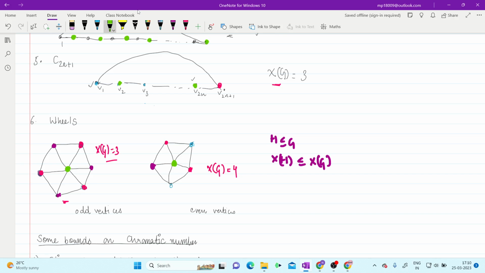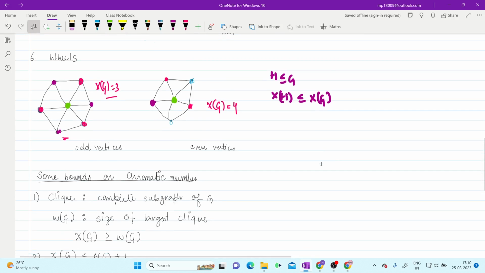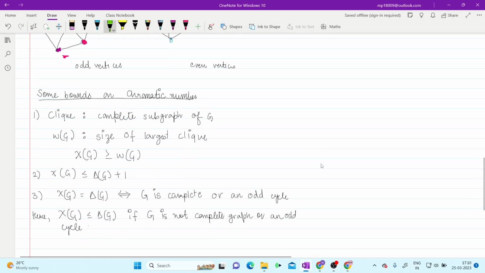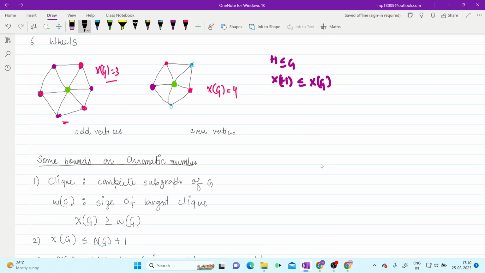Now these were the general examples. We also have some bounds on chromatic numbers. The first bound is due to a clique. What is a clique? A clique is any complete subgraph of G. In this example, if we look at these three vertices, between any two distinct vertices there is an edge. So this is a K3.